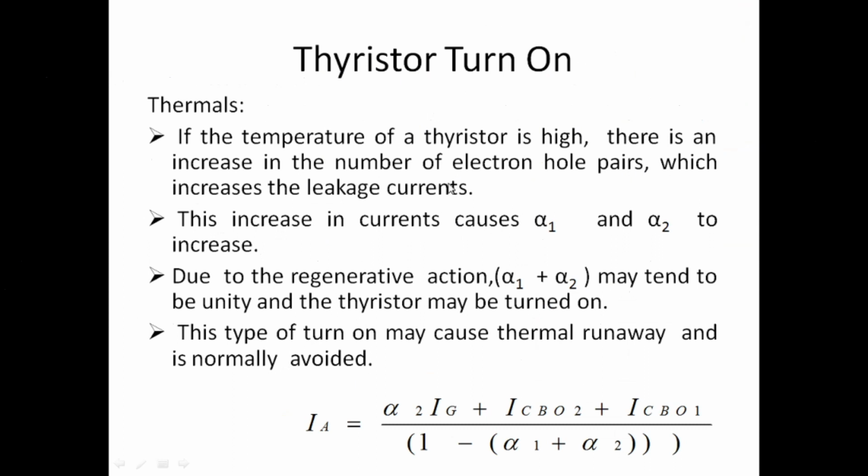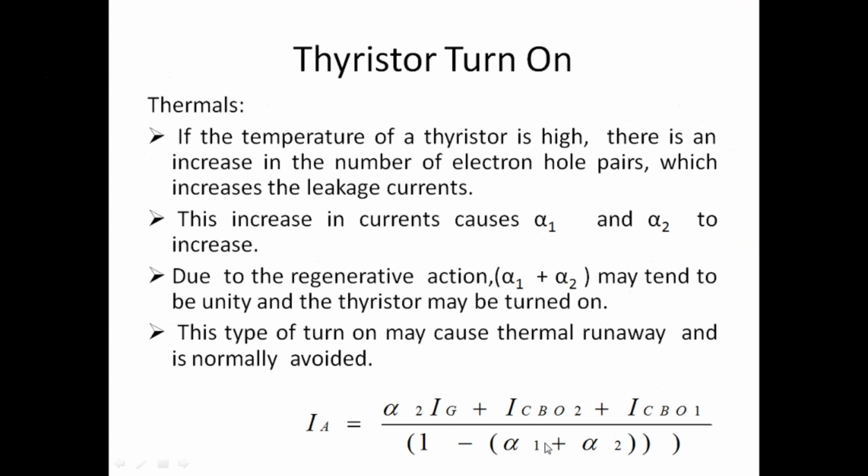See, the electron-hole pair generation increases. In the sense, ICBO2 increases and ICBO1 increases. ICBO2 and ICBO1 are leakage currents, correct? This increase in the current causes alpha 1 and alpha 2 to increase. We have learned that if leakage current is increasing, it is in the numerator part, so IA also should increase.